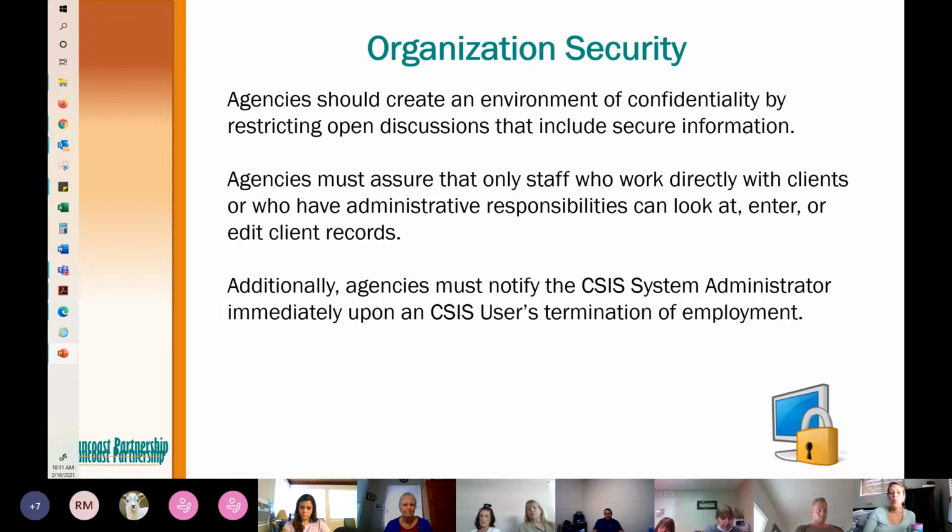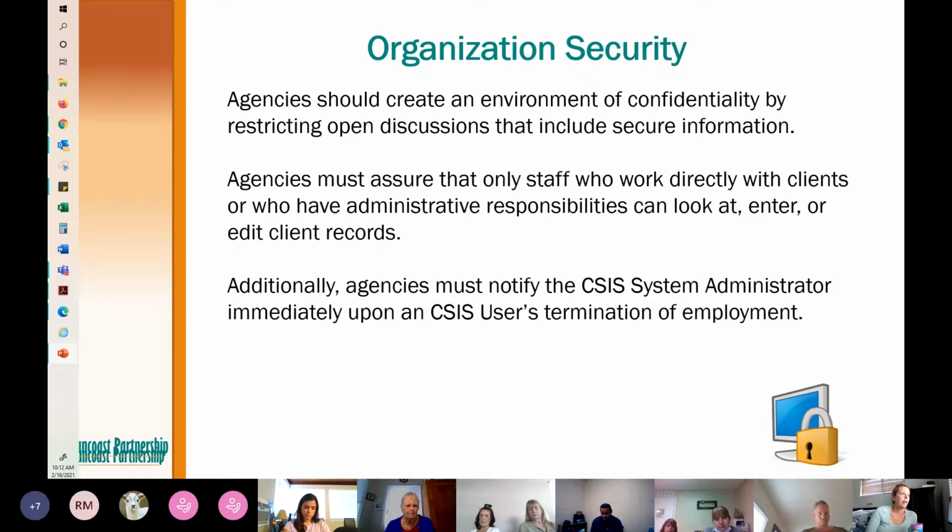Organization security. We must create an environment of confidentiality by restricting open discussions that include secure information. A lot of our agencies work where clients are. So, for instance, the Salvation Army Sarasota, you guys provide daily shelter, daily food, we have clients in the building all the time. We never want to have open conversations about secure information. We never want to be referring to clients using full names or any identifying information.